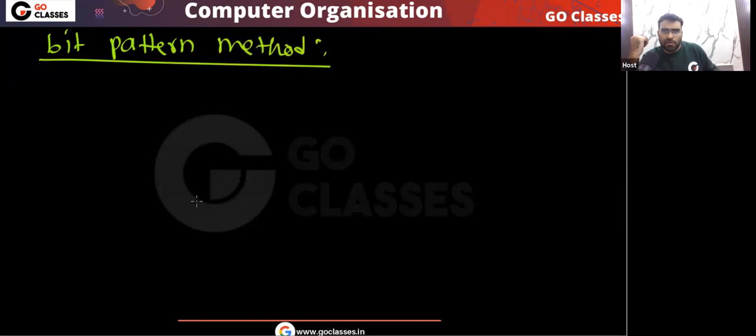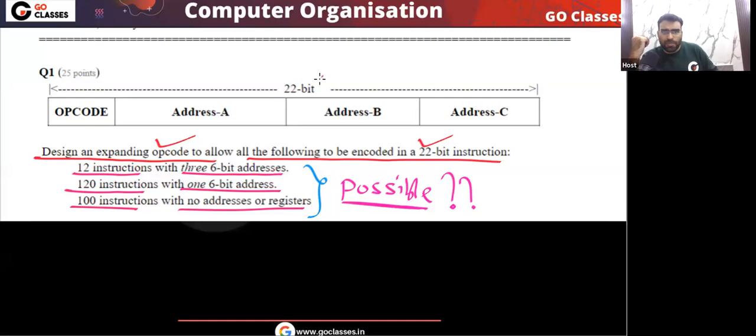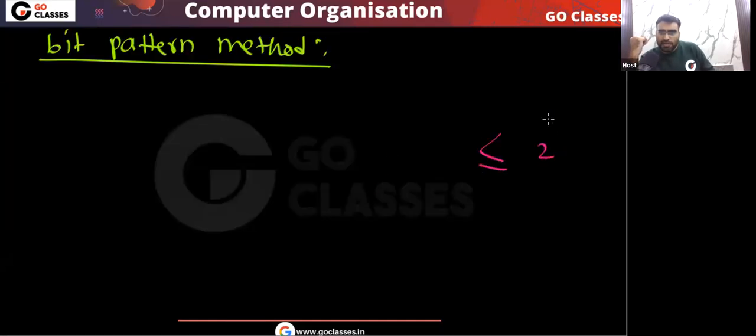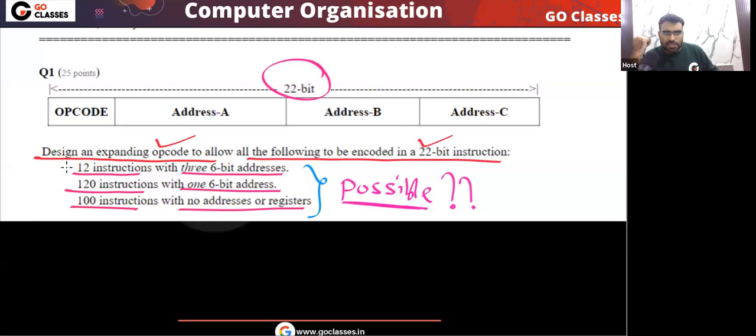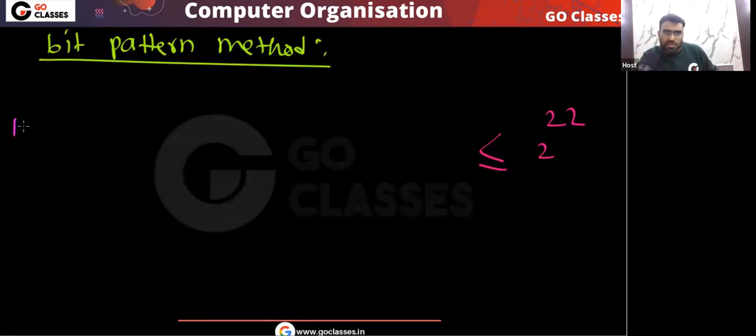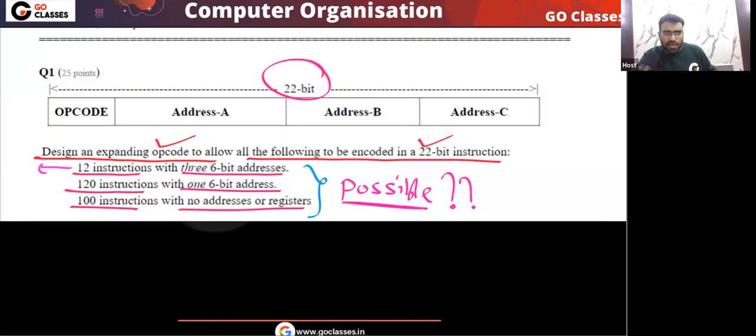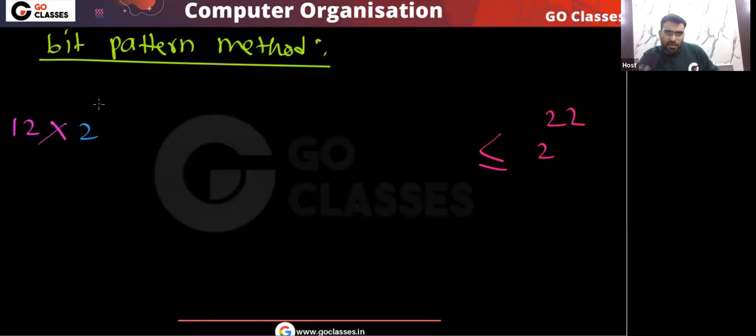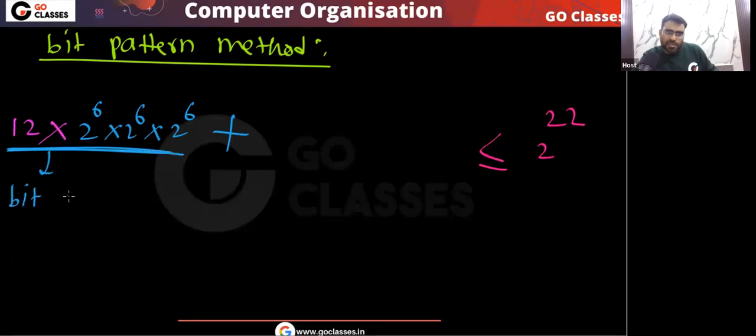So here what will happen? Very simple. The instruction size is already given to you, that is 22 bits. So how many bit patterns are there? 2 power 22. These many bit patterns are there. How many bit patterns are used by 3 address instructions? You can see these many 3 address instructions I want. And remember, every 3 address instruction has three 6-bit addresses. So every 3 address instruction will consume these many bit patterns. These are the bit patterns used by 3 address instructions.